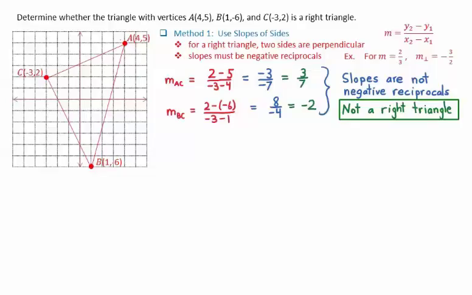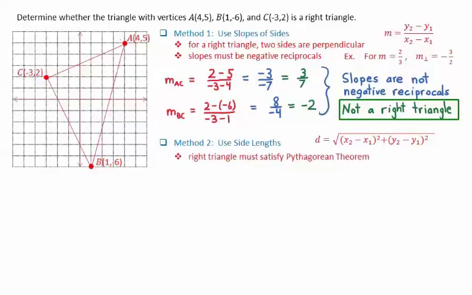The second method will use side lengths to determine if it is a right triangle. For this question, we will have to use the distance formula. The idea here is that a right triangle must satisfy the Pythagorean theorem, C² = A² + B². Note that for this question, we do not need to find the actual side lengths, but instead we can compare the squares of the side lengths, since all of the variables involved in the Pythagorean theorem are squared.